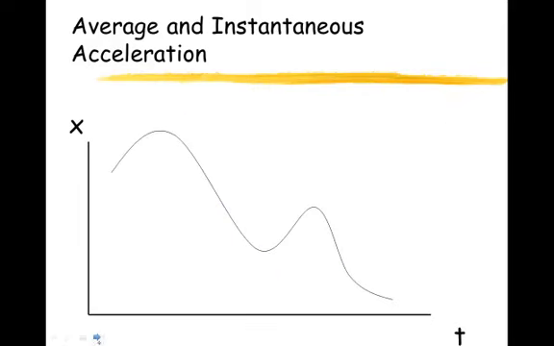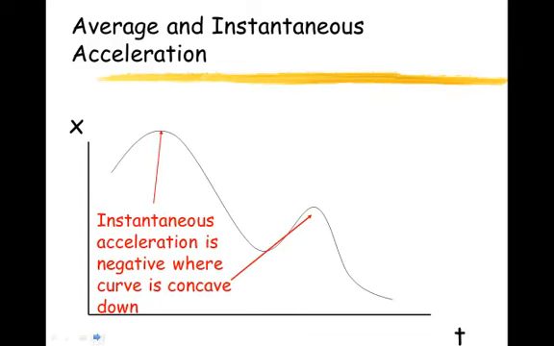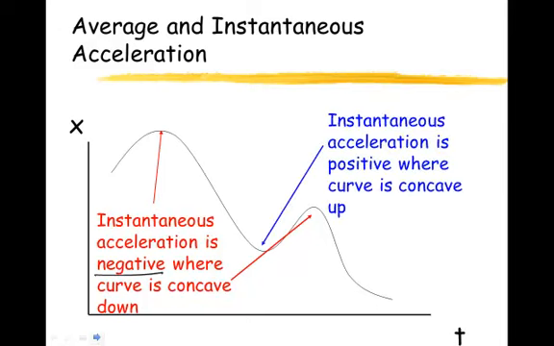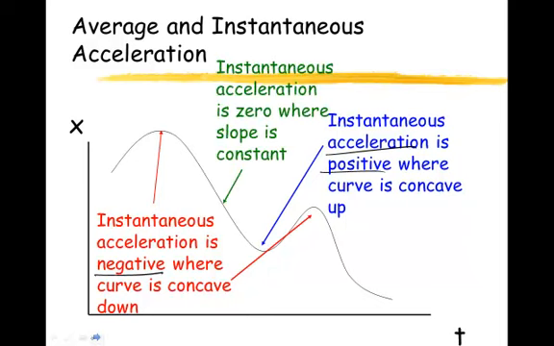A few other things. Reminders that the acceleration is negative when the curve is concave down. This is review. And instantaneous acceleration, or acceleration in general, is positive when the curve is concave up. And instantaneous acceleration is 0 where the slope is constant.